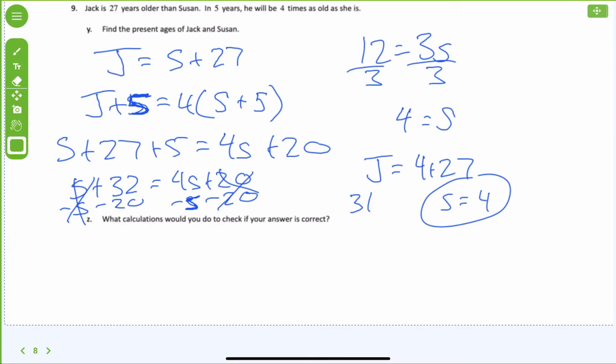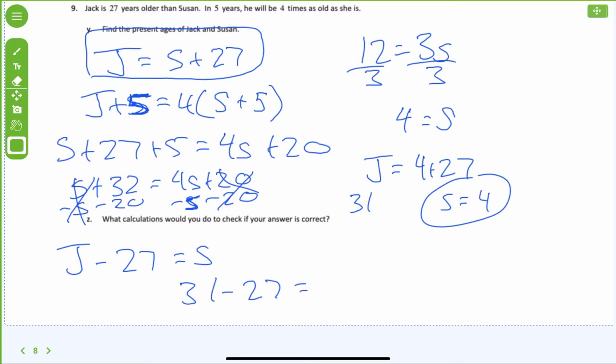Now, what calculations would you do to check to see if your answer is correct? So how could we prove that? All we have to do is rearrange our equation up here. We could say Jack minus 27 equals Susan. Is that correct? Well, 31 minus 27 is equal to 4. It checks out. Page 9.